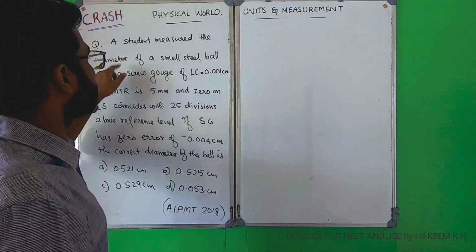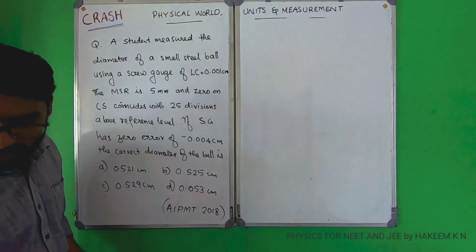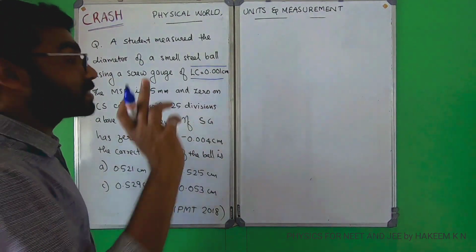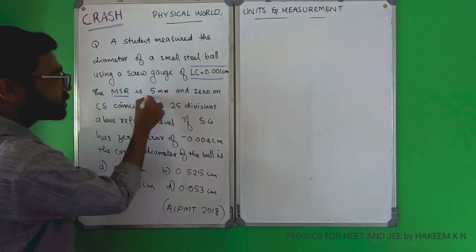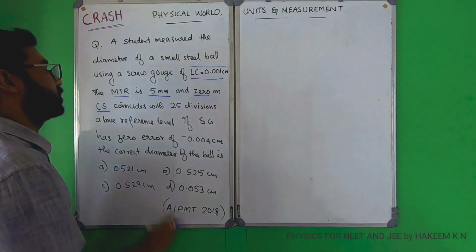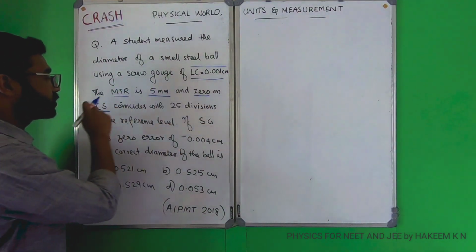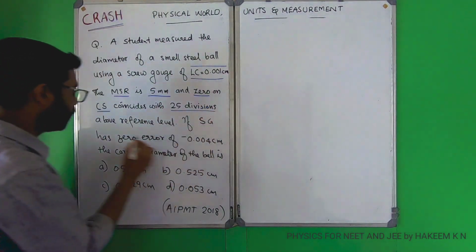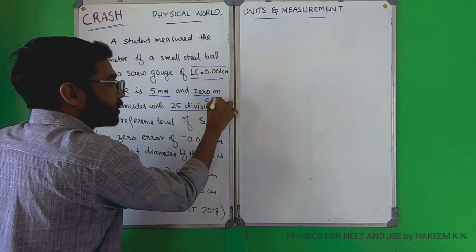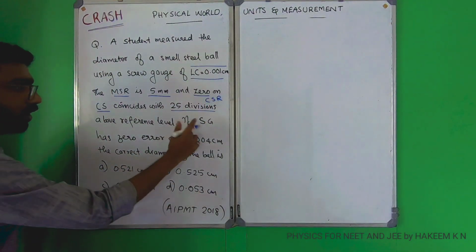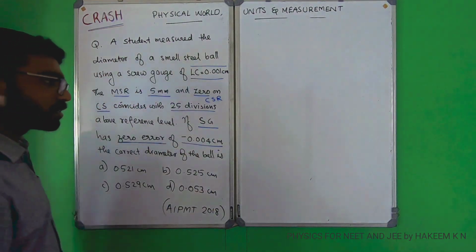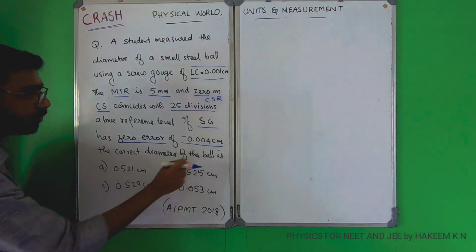A student measured the diameter of a small steel ball using a screw gauge of least count 0.001 centimeter. The main scale reading is 5 millimeter and 0 on circular scale. CS indicates circular scale. MSR main scale reading. Okay. And 0 on circular scale coincides with 25 divisions above reference level. Then we got circular scale reading is 25. If screw gauge has 0 error of minus 0.004 centimeter, the correct diameter of the ball is.